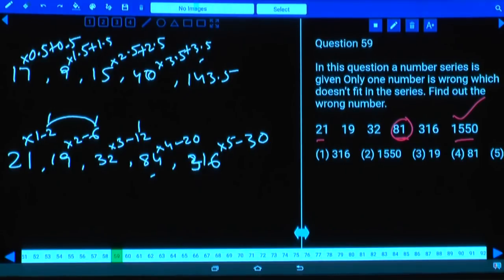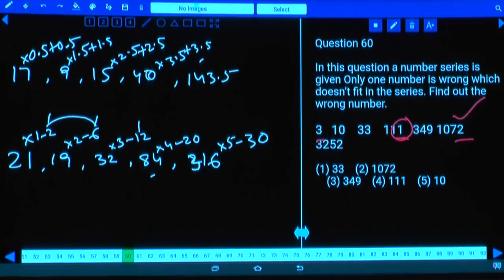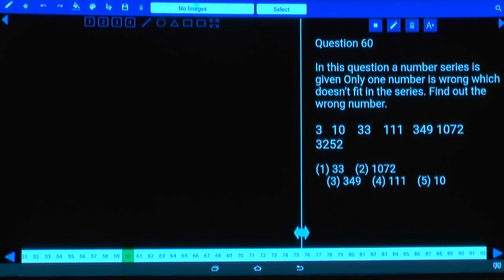Then coming to question number 60. Now in this 60, again starting from where? Starting from 3, ending at 3252. Numbers are increasing at a very faster rate, and it must be under which category? It must be under product or combination, and 3 and 10 cannot be written as a product, hence it must be under combination.